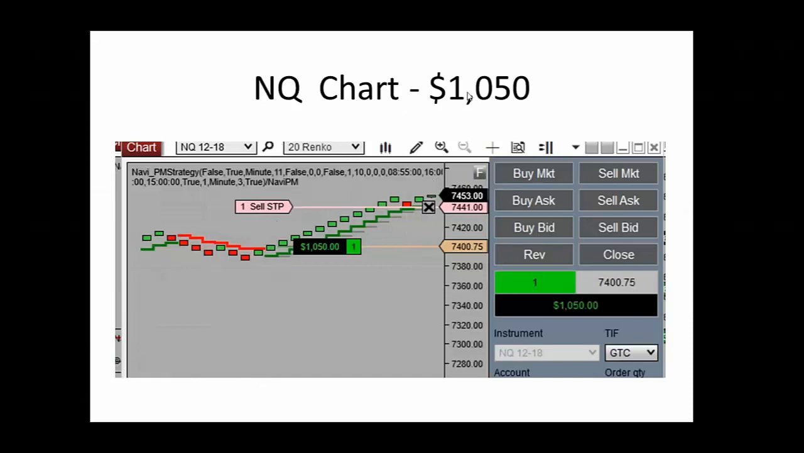All right, so again, here's an example of a NASDAQ chart. We turned green here, took a long position, and then just managed the stop based on the trade management line.